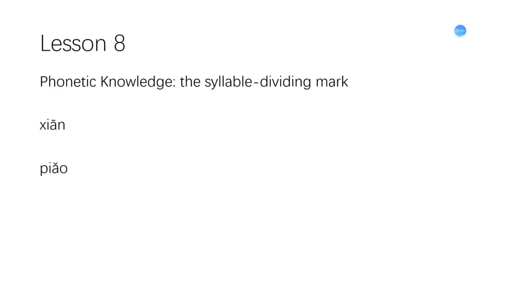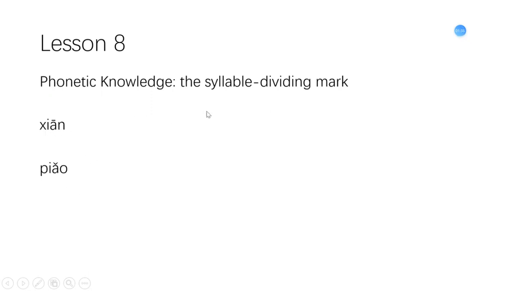So for example, here we have two Pinyin syllables. How to pronounce them? Try to pronounce by yourself, okay? In this Pinyin syllable, the initial is xi, the final is yan, and it is read under the first tone. So this one is xian, right? Xian is one Pinyin syllable. And similarly, this one is pronounced as piao, right? So both xian and piao are one Pinyin syllable.